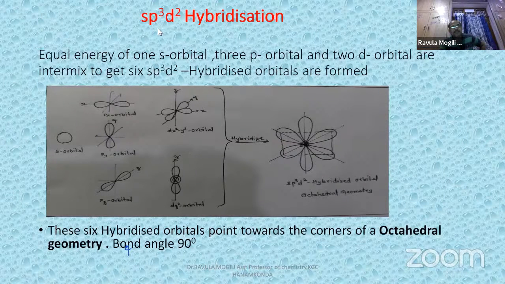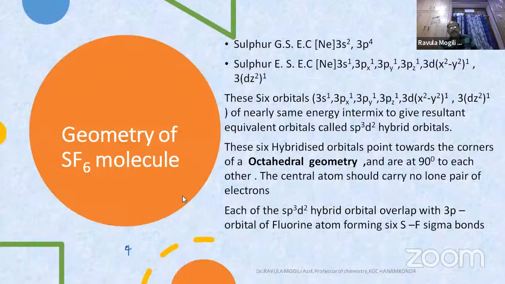If it is sp3d, which orbitals are involved in hybridization? One s orbital, three p orbitals, and one dz square orbital. In that case, the dz square orbital. For sp3d2, dx square minus y square and dz square. These are very, very important. So this is octahedral geometry for sp3d2 hybridization. The bond angle is 90 degrees.